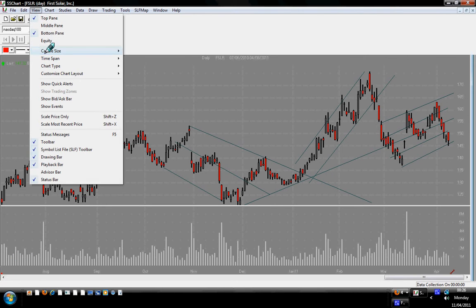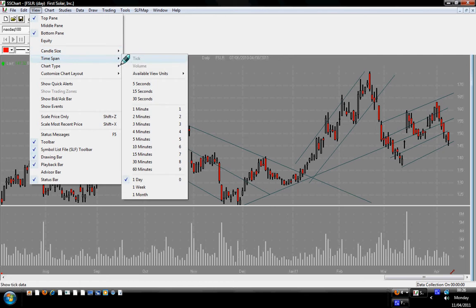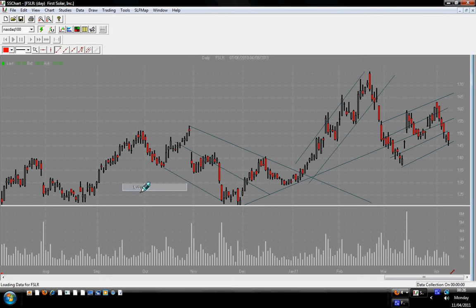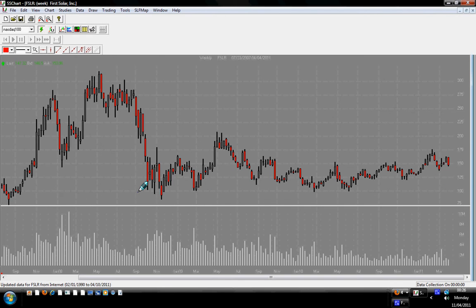So we will definitely pay attention to the higher time frame. We do not stop on one particular time frame, because you do not make your trading decision on one single time frame. You do not do that. Now, this is the weekly chart.